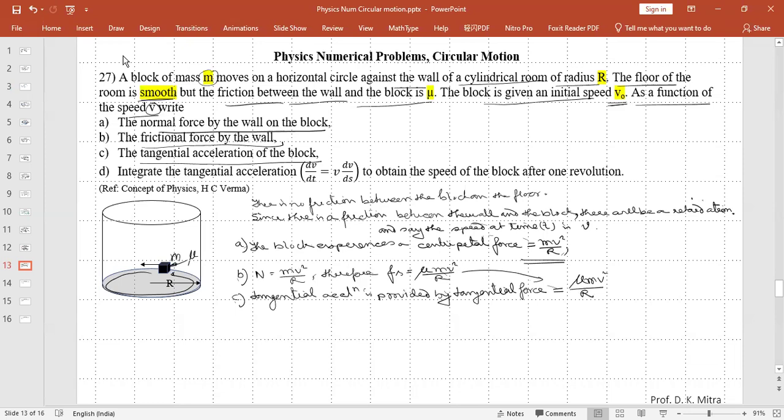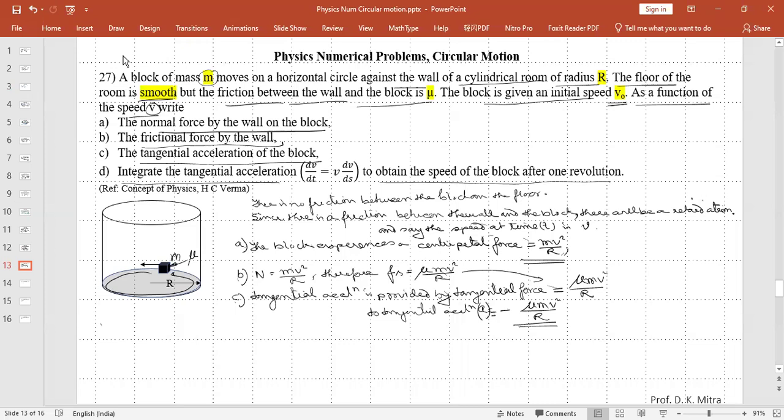And we know acceleration is the force divided by mass. And here the acceleration is negative. So tangential acceleration is minus mu v square by r. Let's say this is the tangential acceleration A. Last question. Integrate the tangential acceleration to obtain the speed of the block after one revolution.